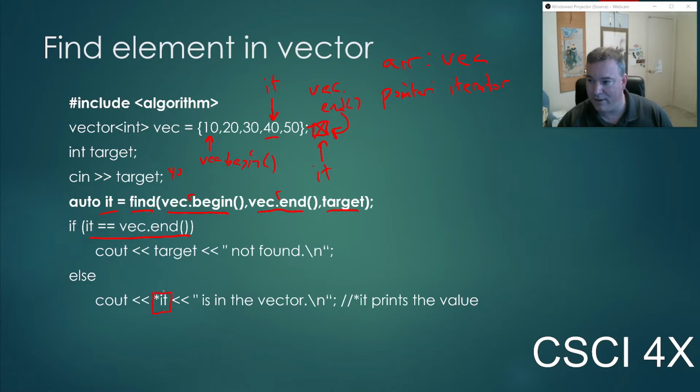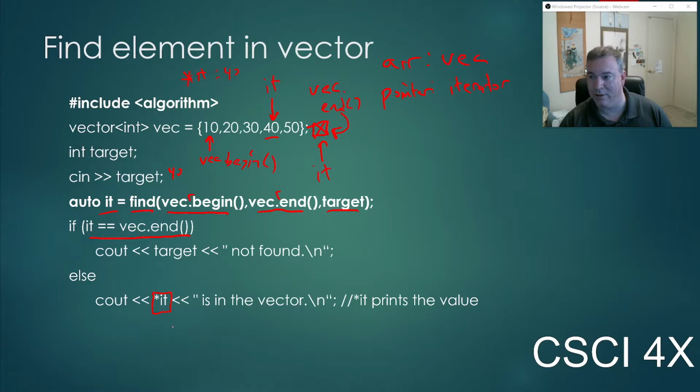and you want to print out the value there, I mean, technically you just print out target, right? If you want to print out the value, you have to dereference the pointer. You have to dereference the iterator, okay? So if you get a pointer pointing at 40, you have to say star it, and star it is the same thing as 40. Okay, so this will print out 40.